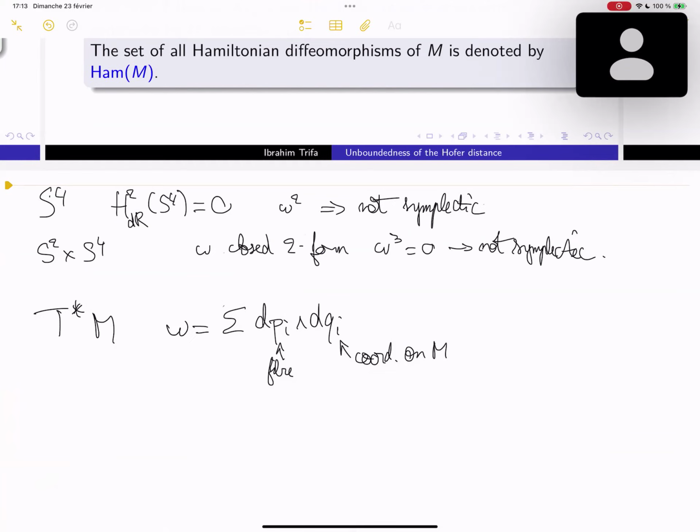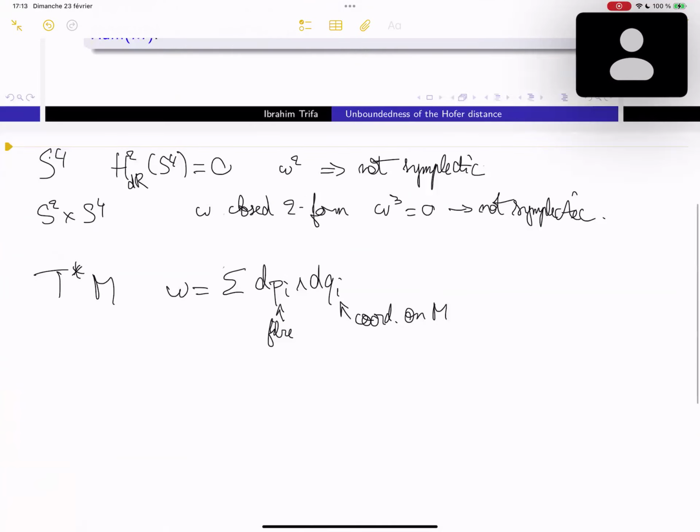Then you can view this T star M as the phase space of a particle, for instance. So the q_i would be the position of your particle, and the p_i is the speed. And if you take a function H on S^1 times M to R, and you compute this vector field X_H and integrate it, you would get the following equation for the flow.